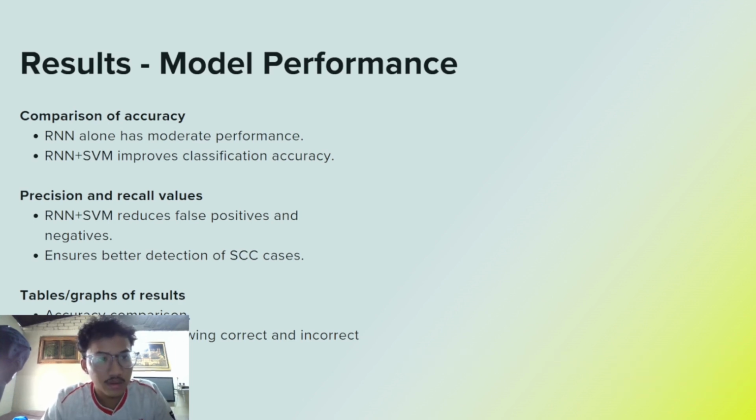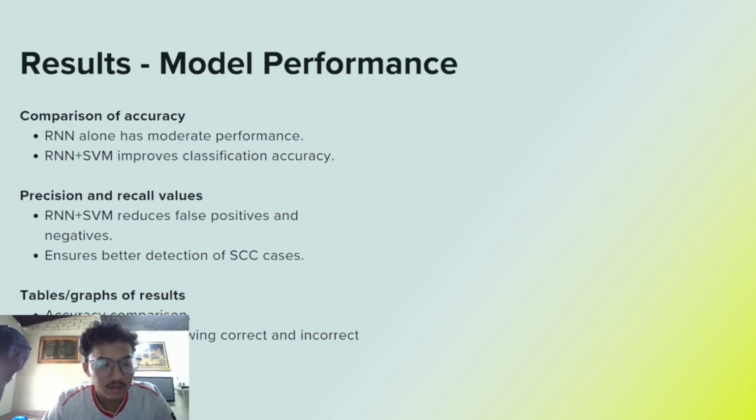The first one is the comparison of accuracy. RNN alone has decent model performance, but RNN and SVM improves classification accuracy. The second is the precision and recall values. The hybrid method, which is the RNN and SVM, reduces false positives and negatives, and it ensures better detection of SCC cases. And the last one is the tables and graphs of the results of our experiment.